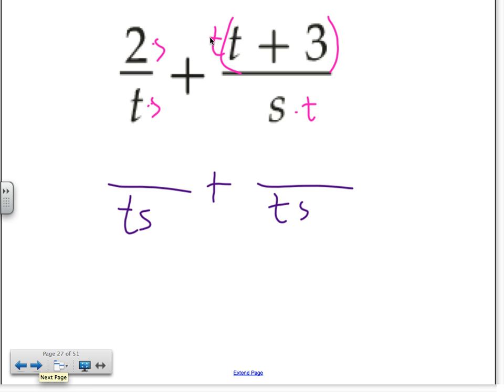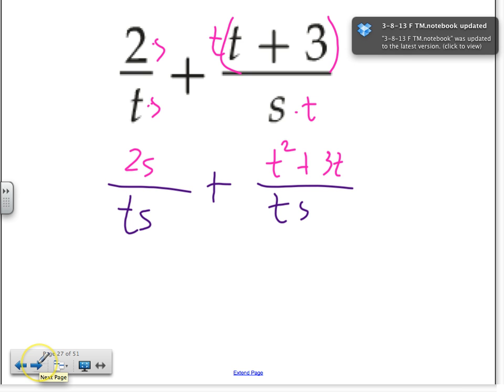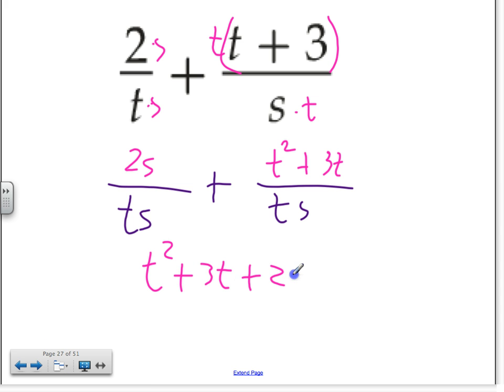Both. Very good. Both terms on top will get that T, so it is important that you put that inside parentheses. So what do you have here? T squared, plus 3T. And on this side, 2S. And if you look here carefully, do we see anything in common that we can combine on top? No. If not, we just write it as is. So the final answer, guys: T squared plus 3T plus 2S over TS.